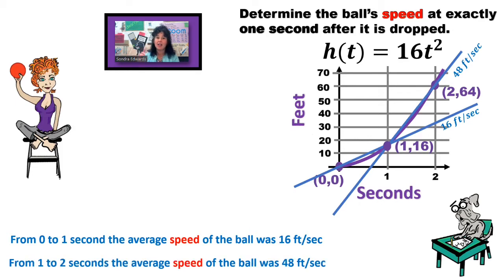And so we have an underestimate and we have an overestimate for how fast the ball is going at precisely 1 second. So what is it going to be at 1 second? We have an overestimate and an underestimate. Well, let me show you graphically what that is.